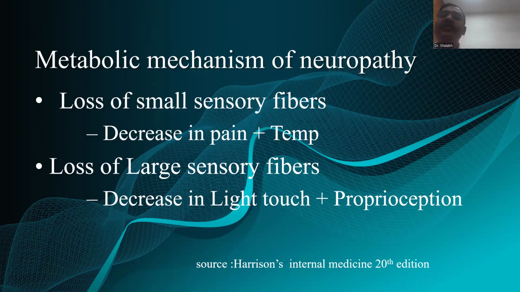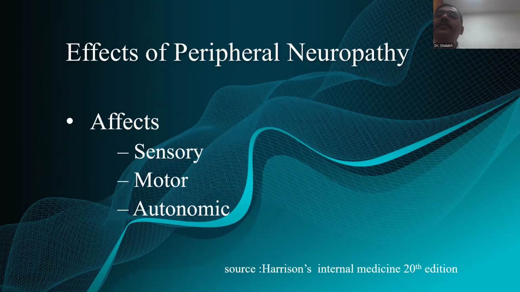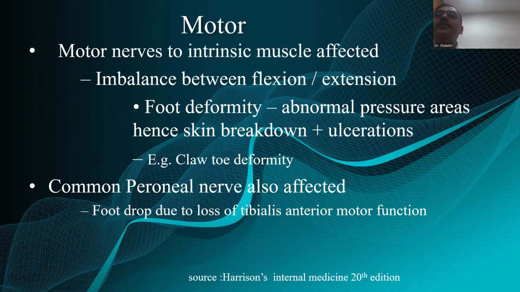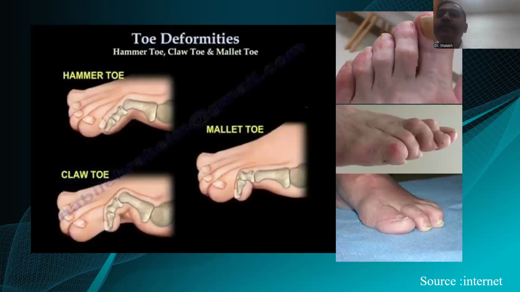You'll no longer be able to feel fluctuations in temperature, something which is a surface which is too hot or too cold. The larger sensory nerve fibers, you will not be able to feel sensations like light touch or proprioception. Proprioception is our sense of awareness of what exactly is the position of the foot. So this is what happens.